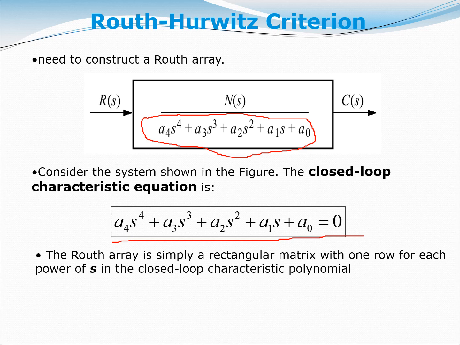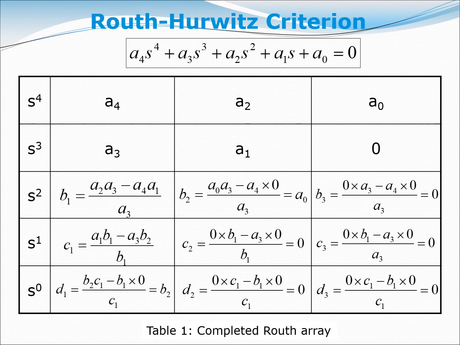The Routh array is simply a rectangular matrix with one row for each power of s in the closed loop characteristic polynomial. Next, this table shows the completed Routh array. So how do we develop this? First, we consider the characteristic equation here. And then we develop the first column.